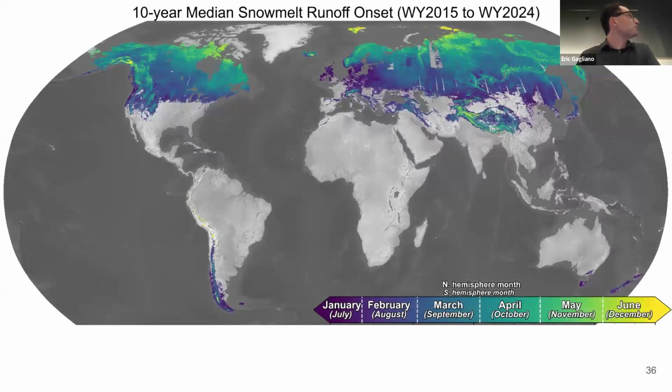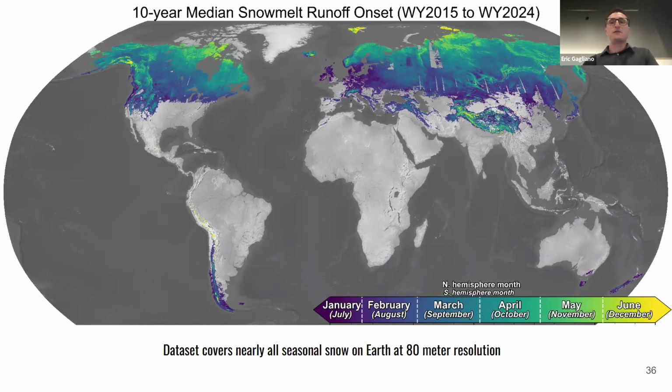So here is the result. We'll jump back into a bit of the science for now. This is showing the 10-year median runoff onset across all seasonal snow, or almost all seasonal snow on Earth, at 80 meters resolution. So this is around 43.7 million square kilometers. So it's a really, really large data set, especially since you're at 80 meters.